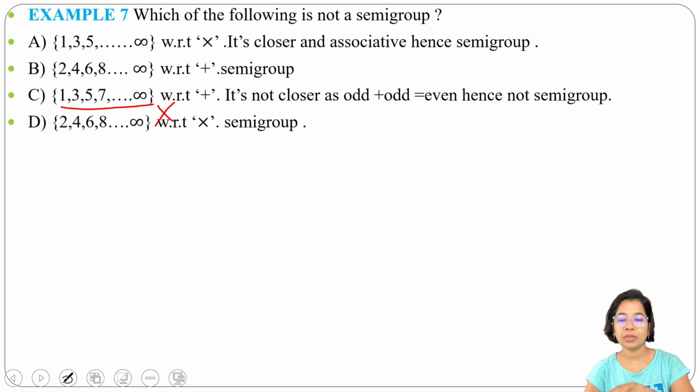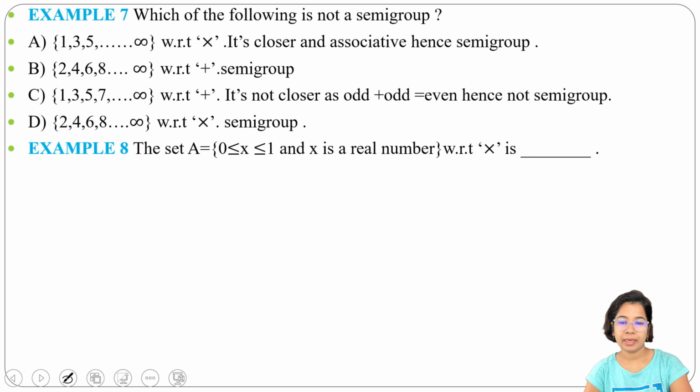Next option D: 2, 4, 6, 8 with respect to multiplication. Yes, when we multiply two even numbers, like 4 multiplied by 6, it's 24. 2 multiplied by 4, it's 8. It's present in this set. Hence it is closure. Also multiplication is associative. That's why it's a semigroup. So for a semigroup, we just need to check whether it is closure and associative.